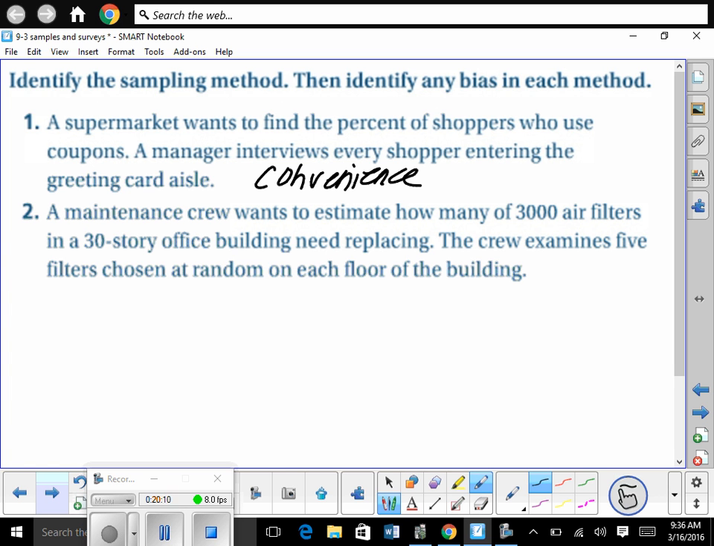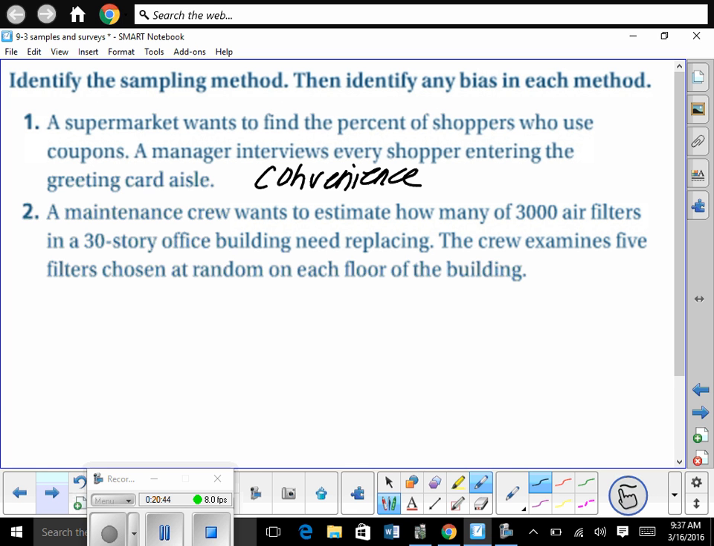Okay, in the next one, a maintenance crew wants to estimate how many of 3,000 air filters in a 30-story office building need replacing. The crew inspects 5 filters chosen at random on each floor of the building. What kind of sampling method is this? That's what some people would want to say for this one, random, but that's actually a common mistake. It's systematic. See, these are tricky, right? So this was systematic.